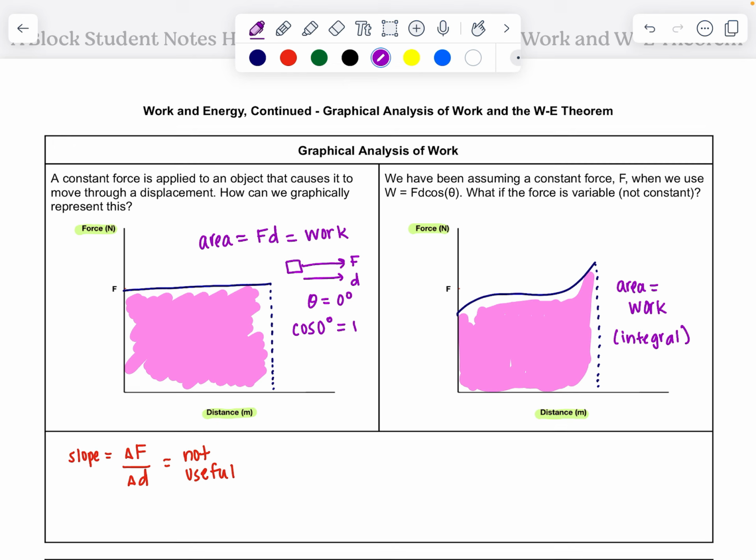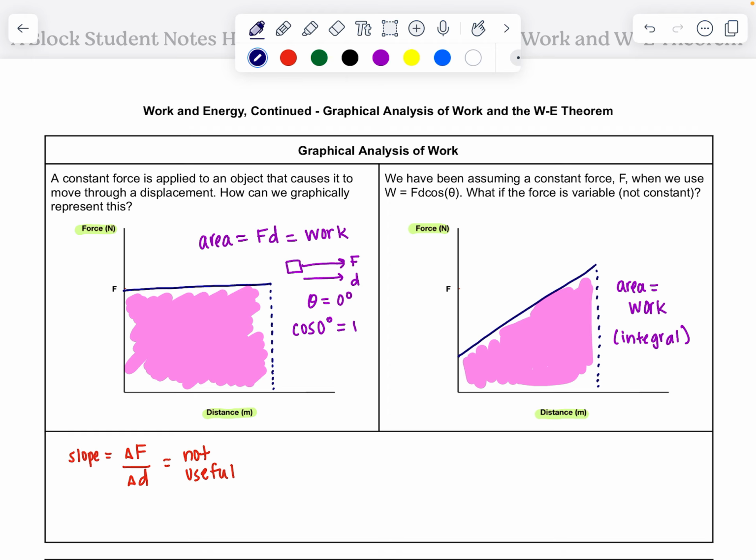is perhaps a force versus displacement graph that is a variable or a changing force, but one that instead of having a curved line is maybe something that has a linear change. That area, that would be something that we could still calculate the area of. It's a trapezoid. We could do a little bit of work with that. Wouldn't be anything too hard to deal with.